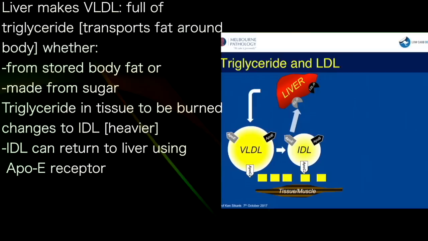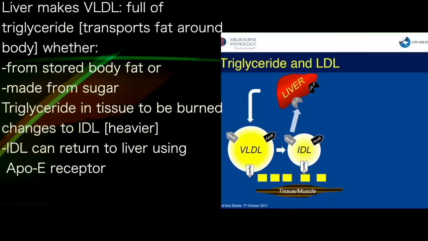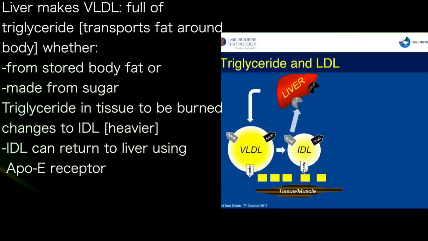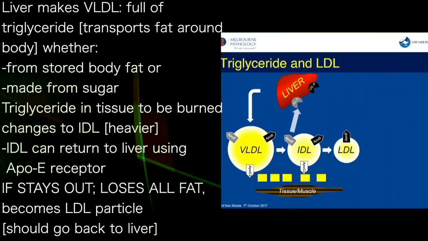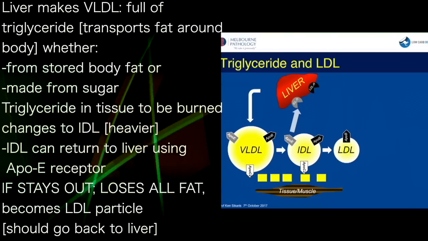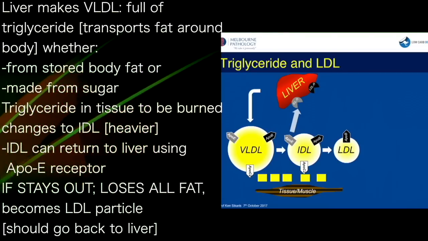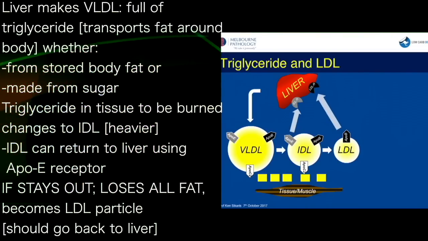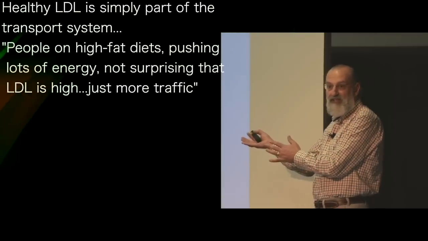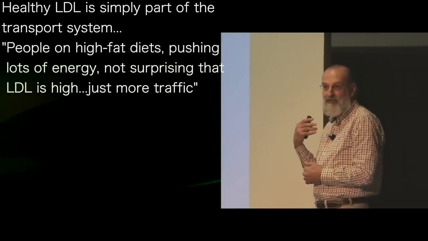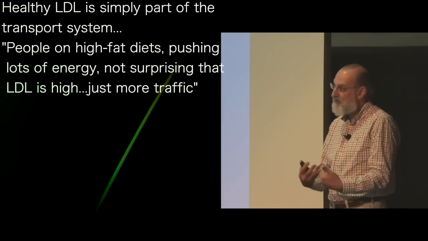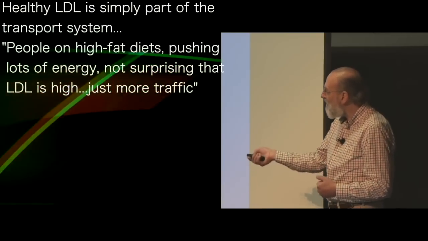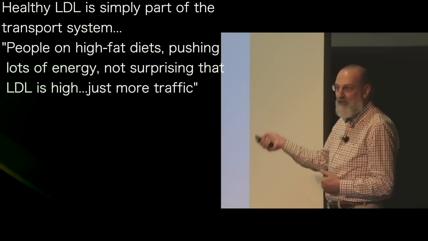Now that particle can go back to the liver. Now, some people it goes back early, some people it goes back later, but it can go back to the liver through this ApoE receptor. But it can stay out and lose virtually all of its triglyceride, and then it becomes the LDL particle. And what the LDL particle should do once it's done its main job is go back to the liver. And that's what healthy LDL is. It's just part of the fat transport system. And for a lot of people on high-fat diets, where you're pushing a lot of energy through this system, it's not surprising that LDL increases because you're just putting more traffic through this system.